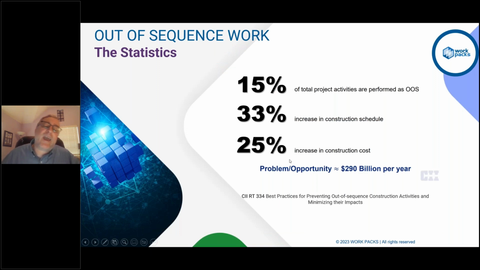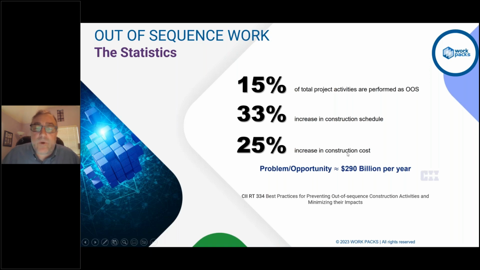All right, so the topic here is path of construction. The overall premise is that 15% of all the project activities that we do are out of sequence. That leads to a 33% increase in the construction schedule and a 25% increase in the construction cost. The research team at 334, on preventing out of sequence construction activities and minimizing their impact, framed things up and came up with the leading indicators and how to prevent this. The overall problem is at least $290 billion a year in out of sequence work. This is one of the premises for AWP and getting better at advanced work packaging, and particularly getting good at the path of construction.